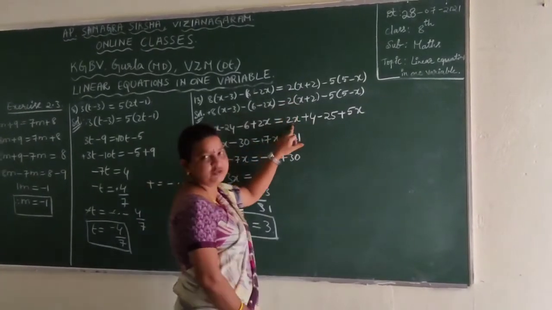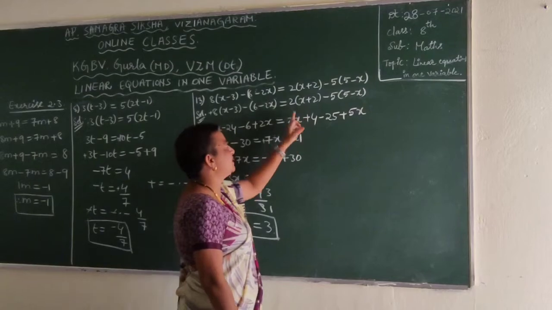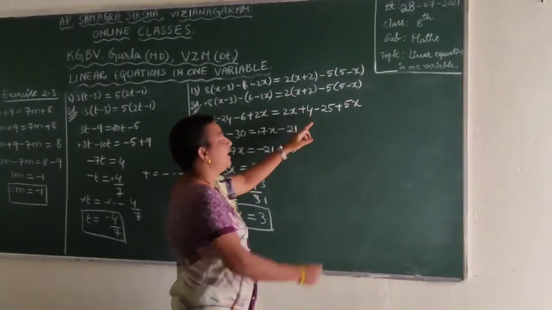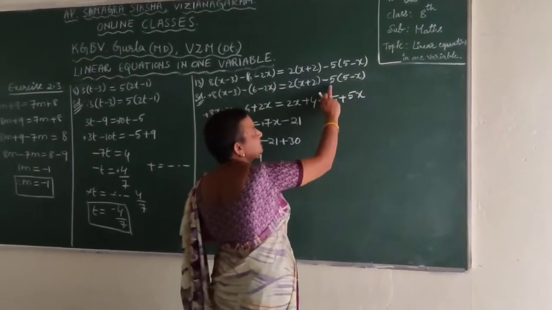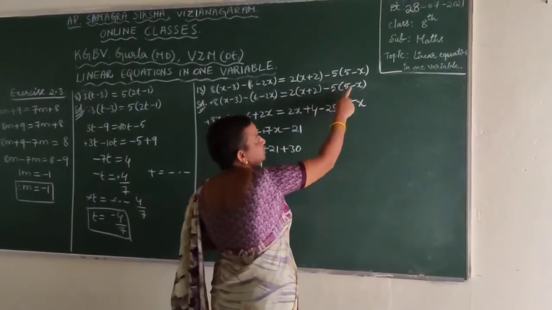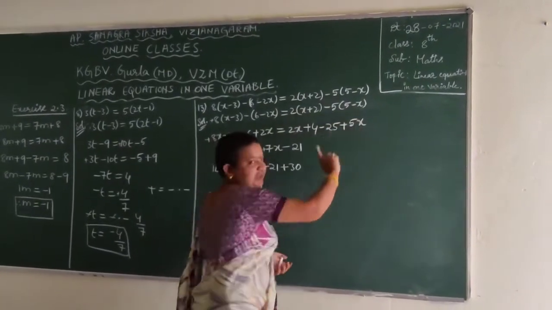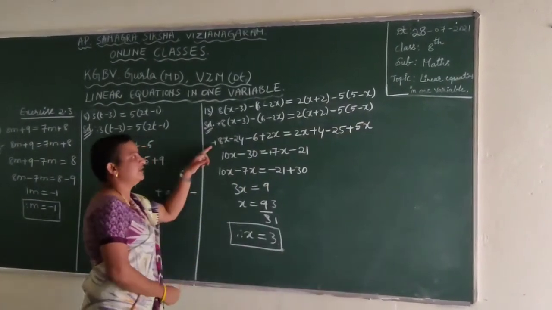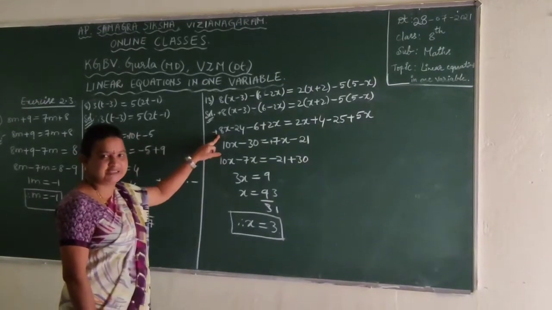So 2 into x, 2x. Plus into plus, plus. 2 2s are 4. Okay. Minus into plus, minus 5 is a 25. Minus into minus plus 5 into x, 5x. Okay. In this equation, you have to add the like terms.